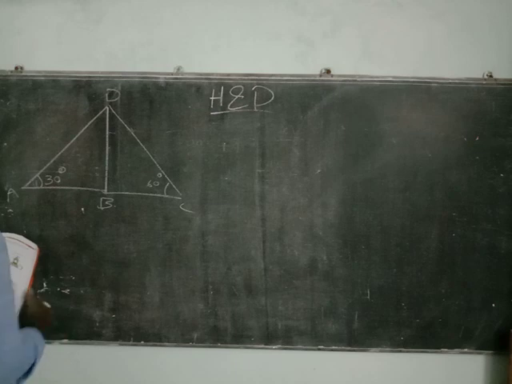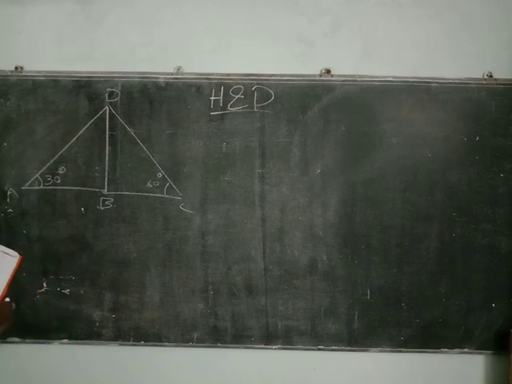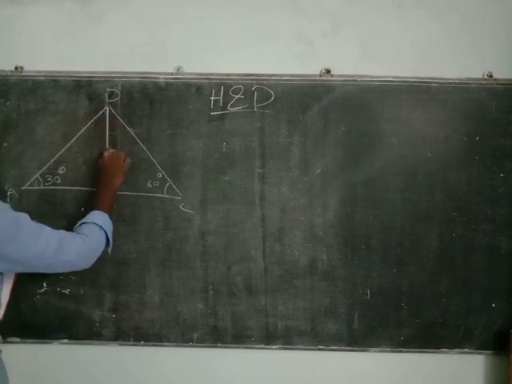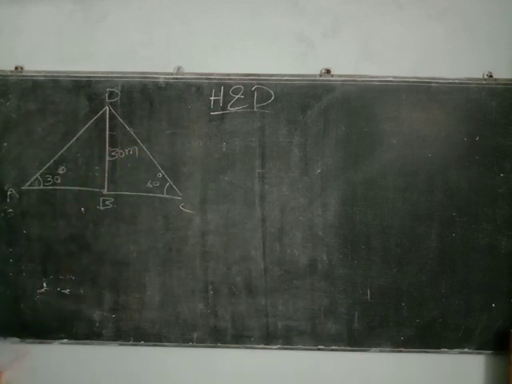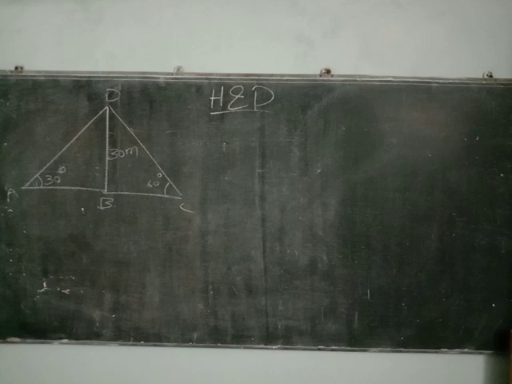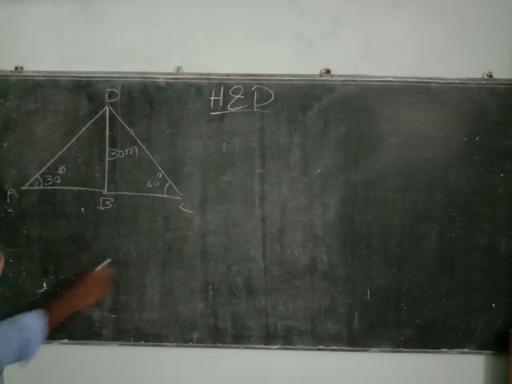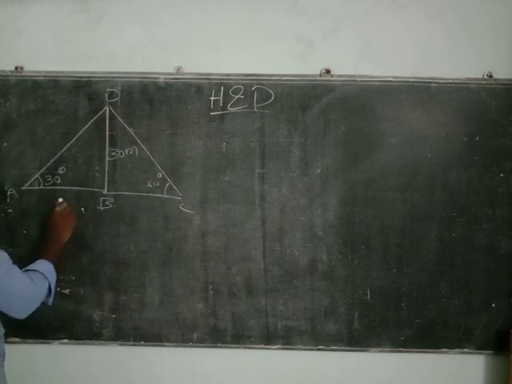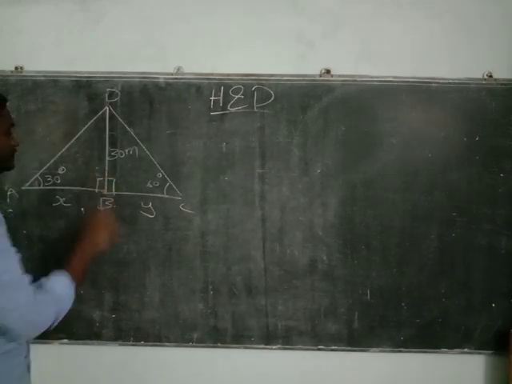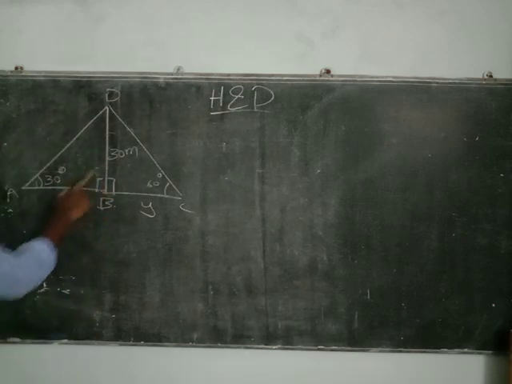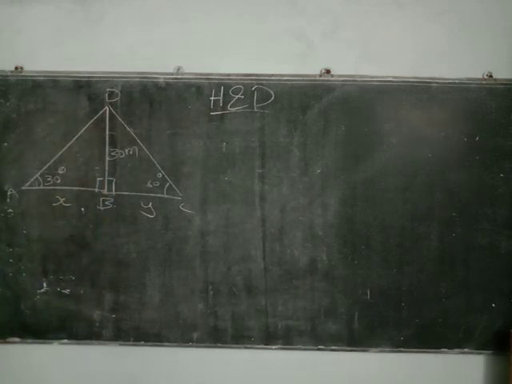So is there anything else? Okay, the temple is of height 30 meters. Another thing is given: the temple is of height 30 meters. Now, the unknown values can be taken as, let me take this as x and let this be y. Both of them are right angles. I have the opposite and I have to find the adjacent.